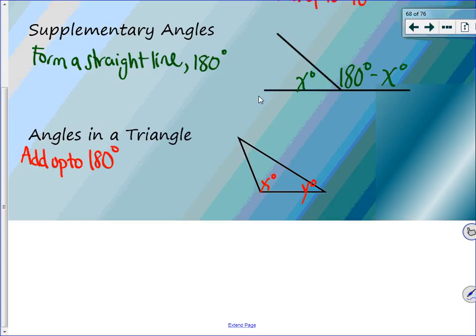And then what can I call the degree measure of this angle that I don't know? Ashley? X plus y? Now how would I account for the fact that it adds up to 180? Would you do 180 minus x plus y? Good. So it's 180 minus x plus y. You add up the two angles that you know, and you subtract that from 180, and that will give you the remaining angle measure.